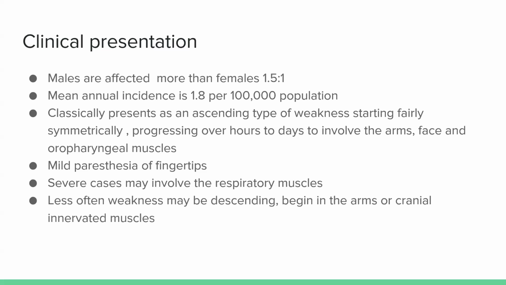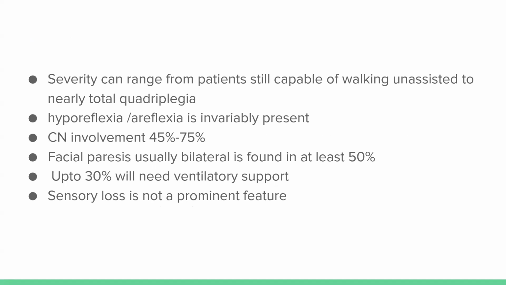Less often, they can come with a descending pattern. They can involve the face, the arm, and then it goes down. The severity can range from the patient coming to you walking or just limping a little bit, to, on the other end of the spectrum, a patient who is quadriplegic and can't breathe. So different manifestations. Hyporeflexia or areflexia is always present. It has to be present. Unless it is very, very early, it's almost always present.